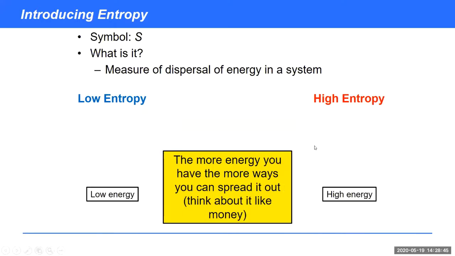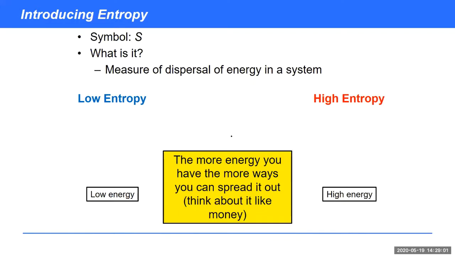And the final one was about energy. A high energy situation does indeed have higher entropy. 44 of you put that, that's correct. So the more energy you have, the more ways you can spread it out.